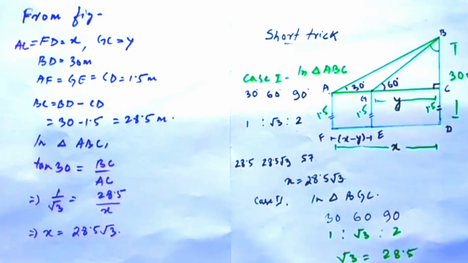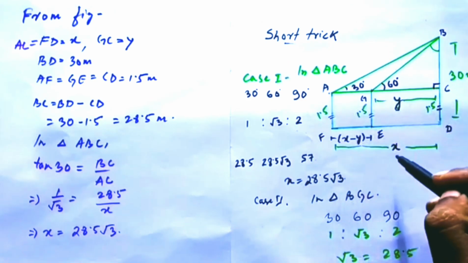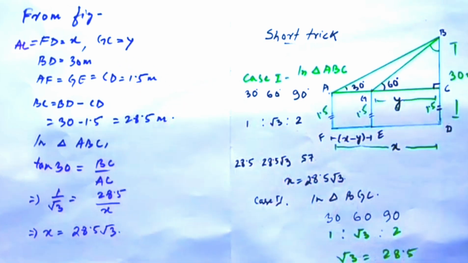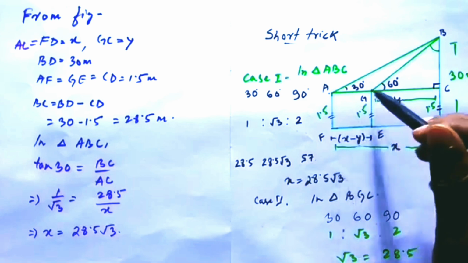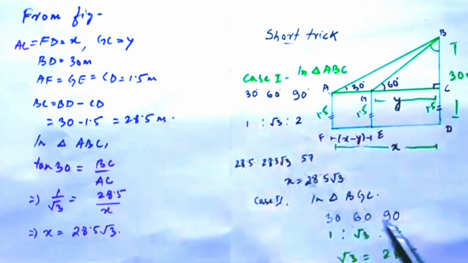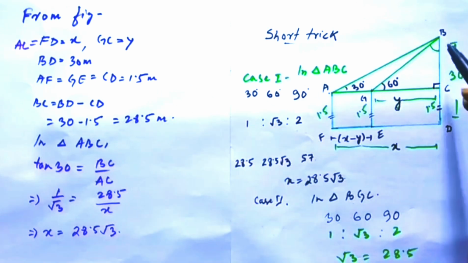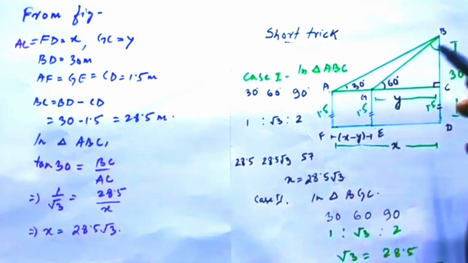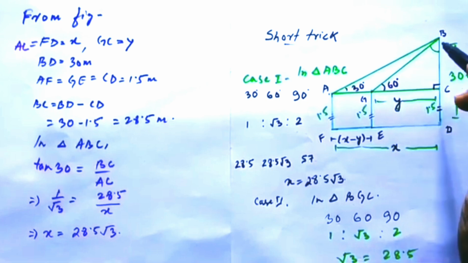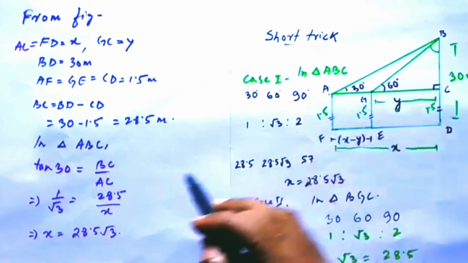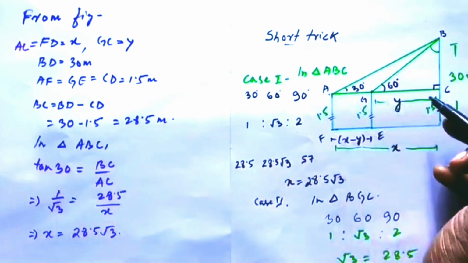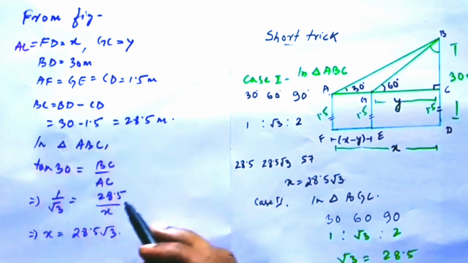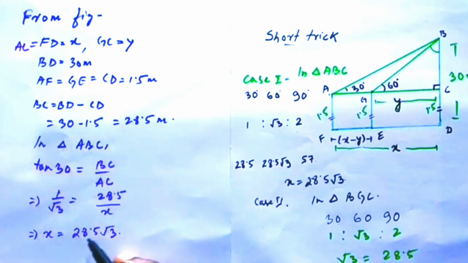From this figure we have X equal to FD, GC equal to Y, BD equal to 30 meter, AF equal to GE equal to CD equal to 1.5 meter. So BC equal to BD minus CD. So it is 28.5 meter. So in triangle ABC, we are having perpendicular and base. So we shall use tan 30 degree is BC by AC. So tan 30 is 1 by root 3. BC is 28.5, AC is X. So X equal to 28.5 root 3.